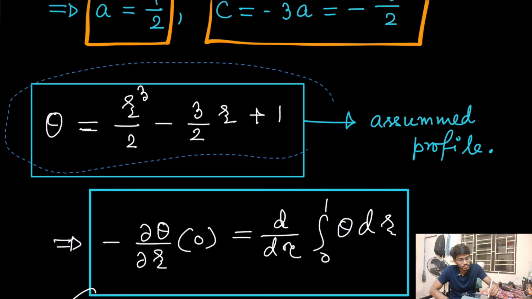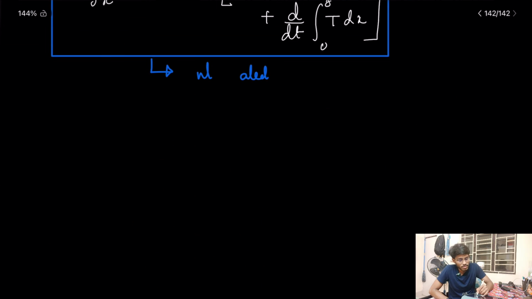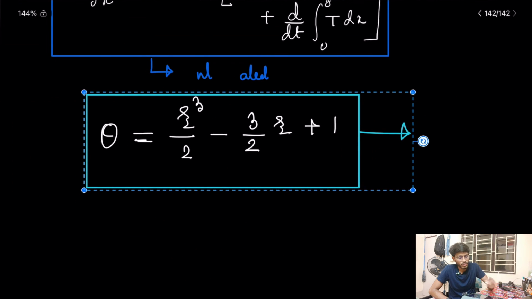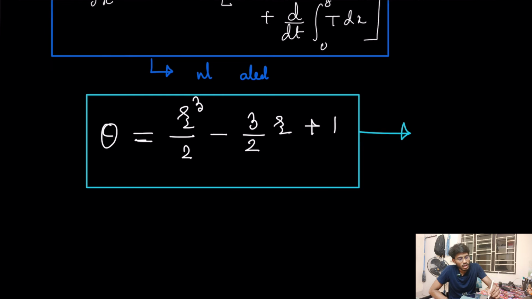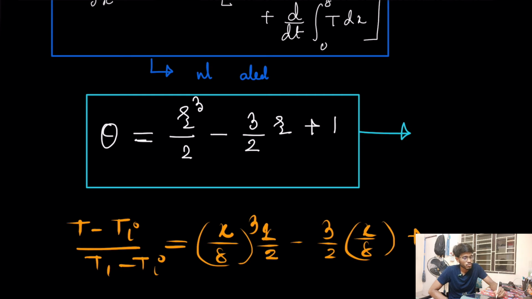So I will copy this and paste this here. Now what was my theta? My theta was t minus ti by t1 minus ti, and that is equal to x by delta whole cube into half minus 3 by 2 x by delta plus 1.